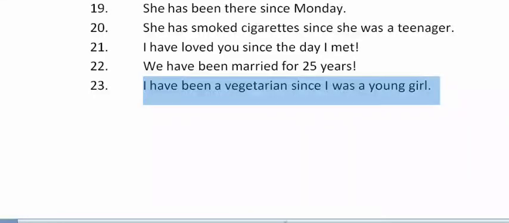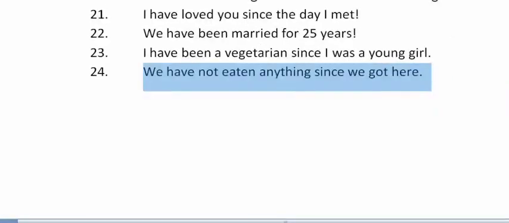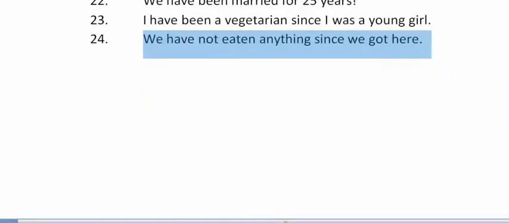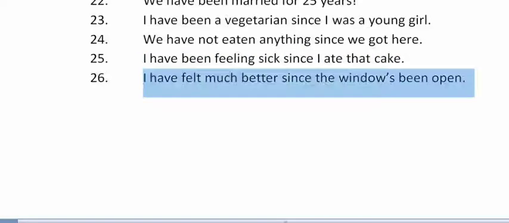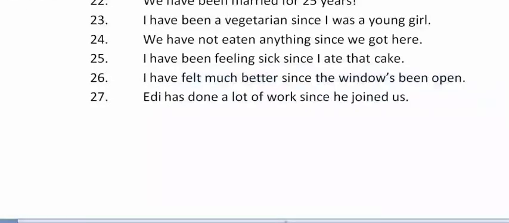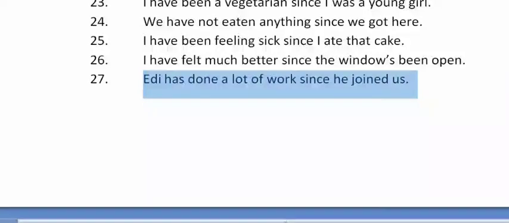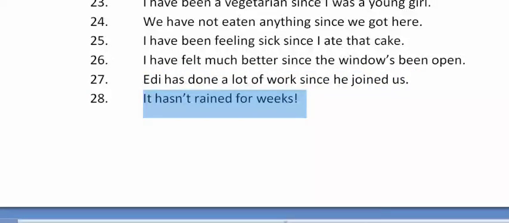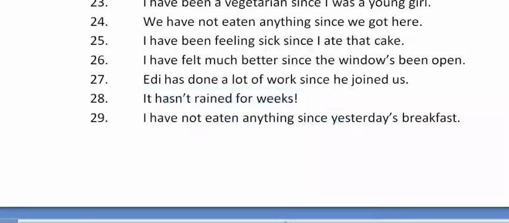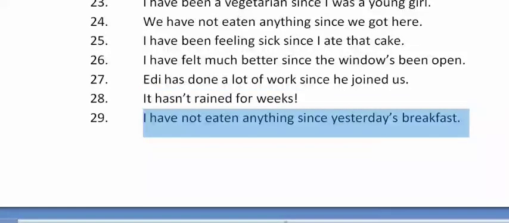I have been a vegetarian since I was a young girl. We have not eaten anything since we got here. I have been feeling sick since I ate that cake. I have felt much better since the window's been open. Eddie has done a lot of work since he joined us. It hasn't rained for weeks. I have not eaten anything since yesterday's breakfast.